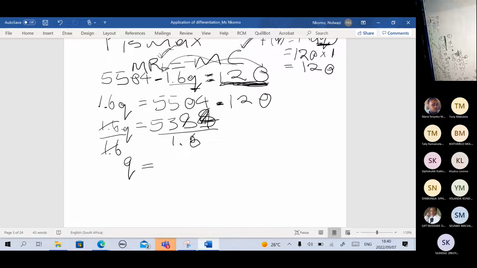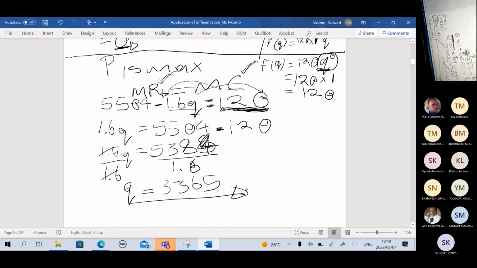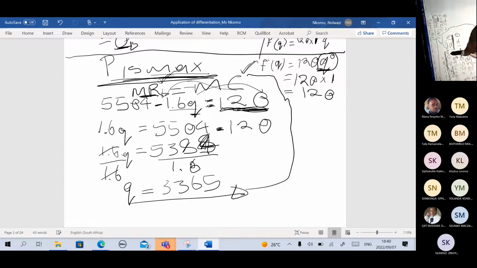Then we have 5384 divided by 1,6. What do we get? It's 3365. See, this Q, which is the quantity, we obtained it when the profit was at maximum. Because when the profit is at maximum, marginal revenue is equal to marginal cost, right? So this means we have the quantity at maximum now.